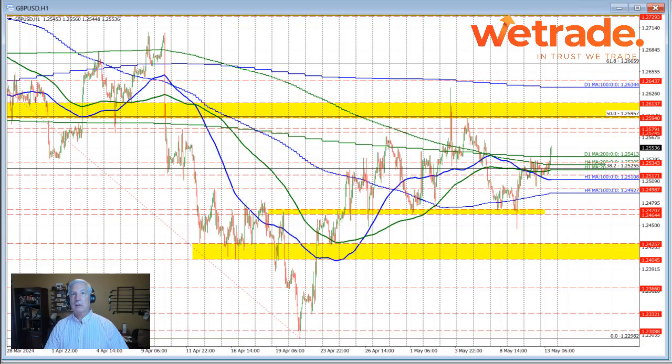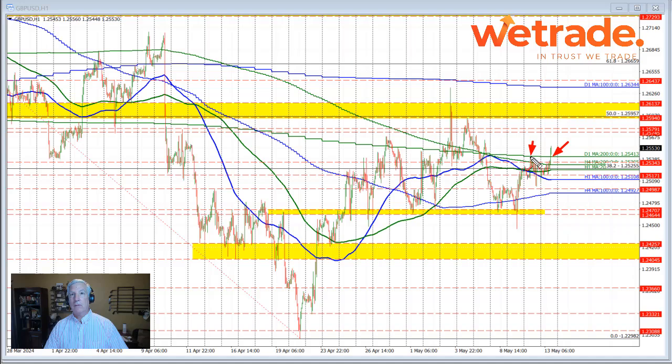Finally, let's take a look at the sterling versus US dollar, and similarly to the euro versus US dollar, we're breaking above the 200-day moving average. That's a green line in this chart in early U.S. trading. That level comes in at 1.25413, currently trading at 1.2553.